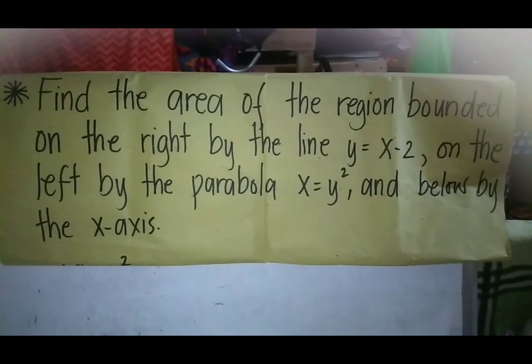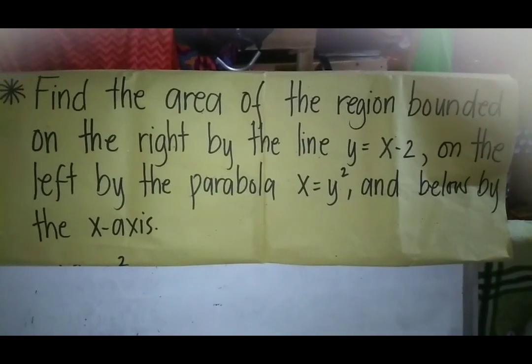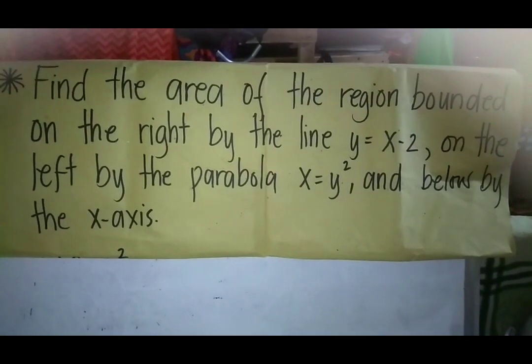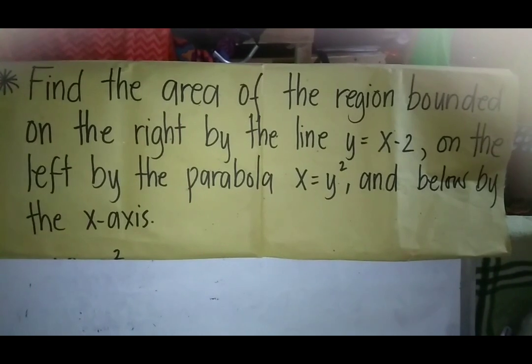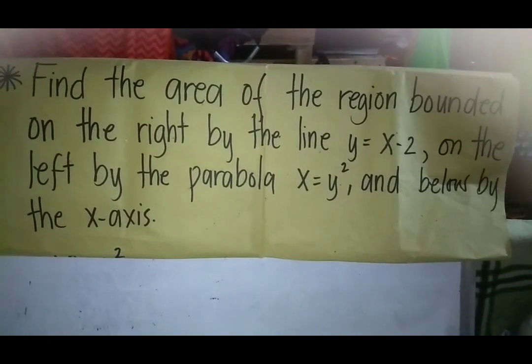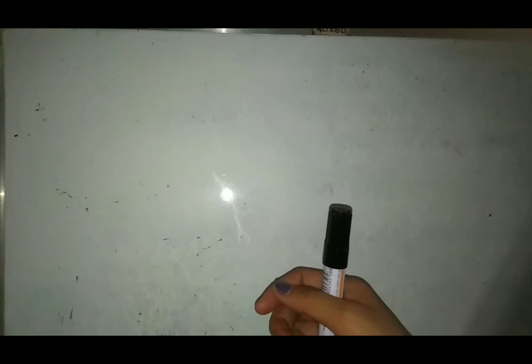So let us have an example. Find the area of the region bounded on the right by the line y is equal to x minus 2, on the left by the parabola x is equal to y squared, and below by the x-axis. Okay, first thing that we must do is to sketch the graph. We need to sketch the graph first to identify if our solving is correct or if our area is correct.